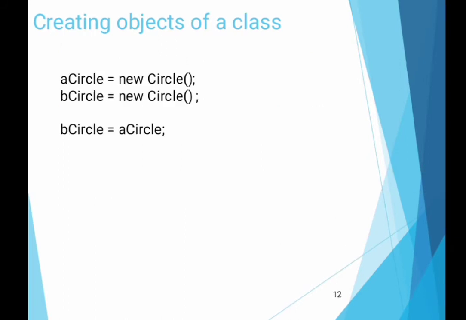Creating an object of a class. How can we create an object of a class? As we have already declared objects of a class, that is class A circle and class B circle, now we have to initialize and create that particular object through a class. We can do that with A circle equal to new circle, B circle equal to new circle. And after declaring, we assign A circle to B circle.